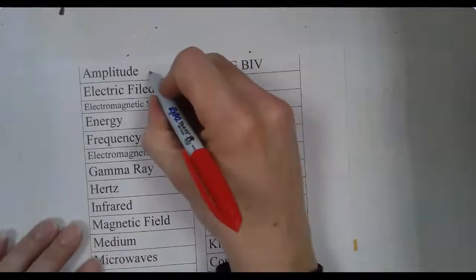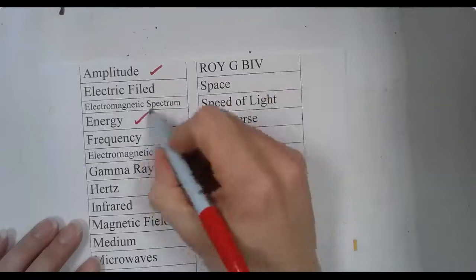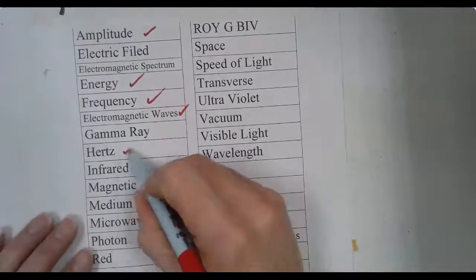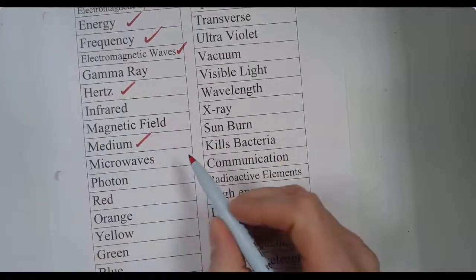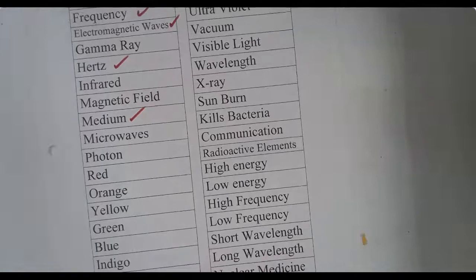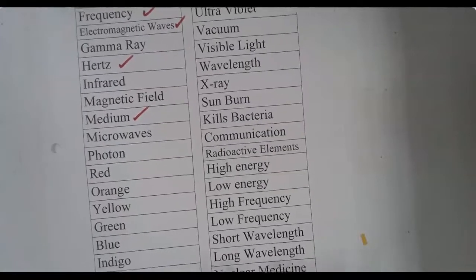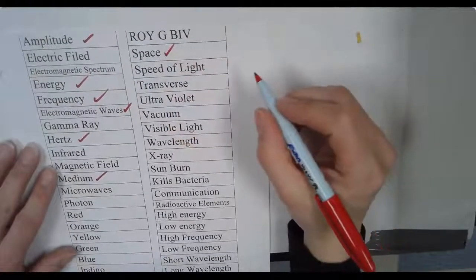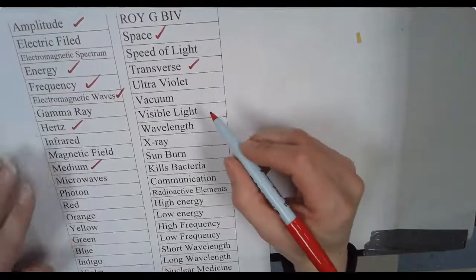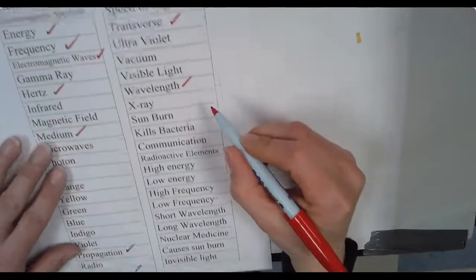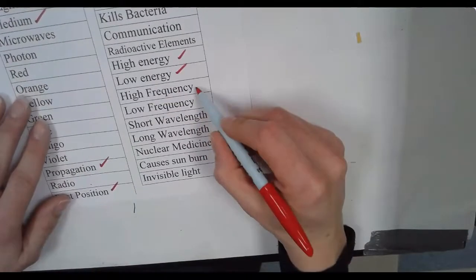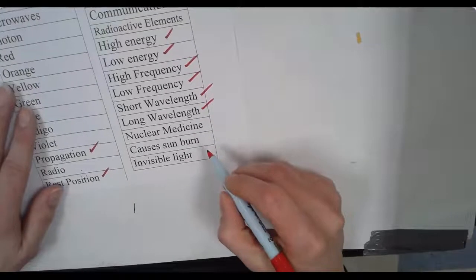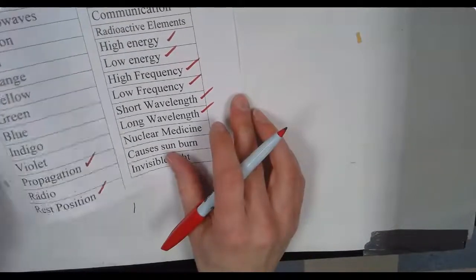Okay, so I see that we already know amplitude, energy, frequency, electromagnetic waves, hertz, medium, maybe propagation, rest position. Down here, those. Now, I'm going to say we know a little bit about space. We've talked about that. We've talked about transverse, wavelength, high energy, high frequency, low frequency, short wavelength, long wavelength. And that's it. So from these words, we're going to create a mind map or kind of show how they're all related.